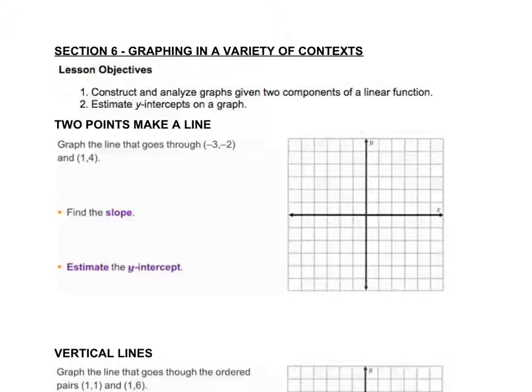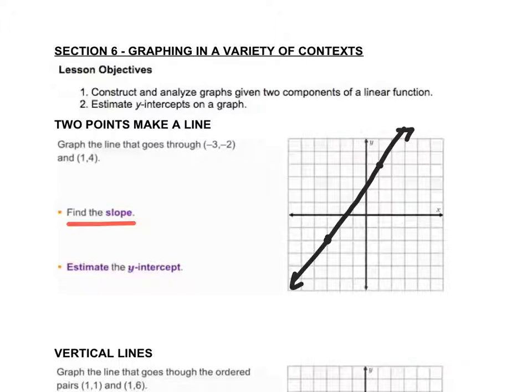So the first thing I want to do is take a look, and what I know is that 2 points make a line. So what I want to do is graph the line that goes through the points -3, -2, and 1, 4. So -3, -2, and then 1, 4. Now what I'm going to do is draw a line going in between those. And we do have the ability to find the slope.